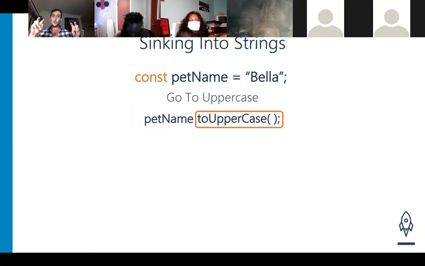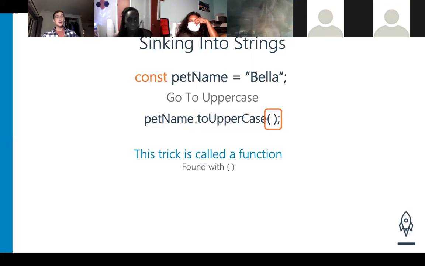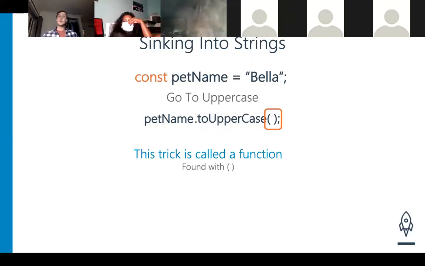Those denote a trick or some other kind of tool that we're going to be learning about in the future. So this is the trick to perform. The trick is also called a function. These are functions we can use to do stuff to our variables, in this case, a string. Functions are always found with opening and closing parentheses. Sometimes stuff is inside of those parentheses, but not always. It depends on what the trick wants.